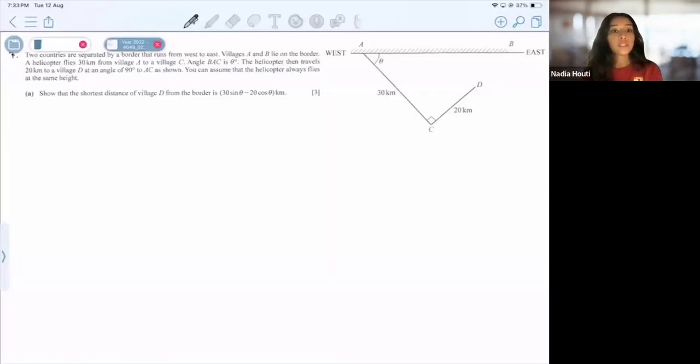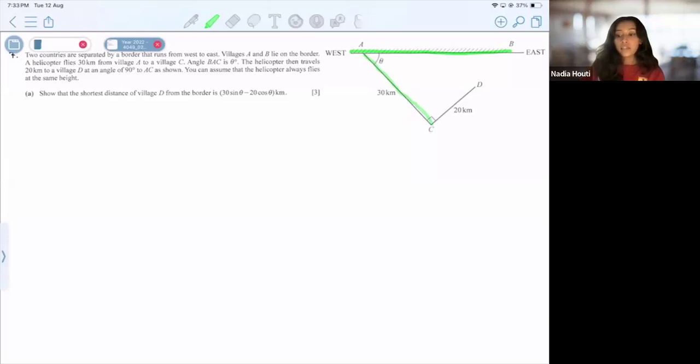Let's attempt question 7 of the 2022 O-Level A Math Paper 2. Two countries are separated by a border that runs from west to east. Villages A and B lie on the border, so this shaded part in the diagram is the border. A helicopter flies 30 kilometers from village A to a village C. So along this entire line.